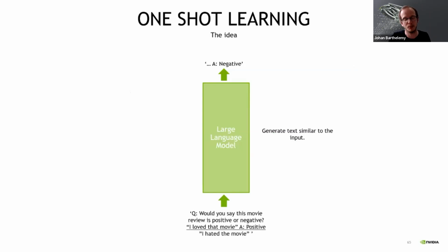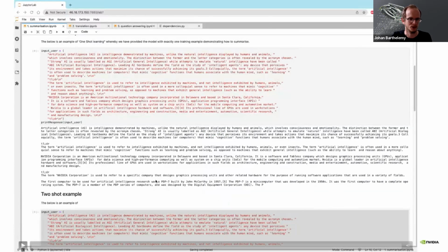Now you can improve the process by doing one-shot learning. In addition to the question, would you say this movie review is positive or negative, you add one sample answer: I love that movie, means it's positive. Then you ask your question, your prompt: I hated the movie. Then the model will tell you negative. That's something you can do quite easily using the same notebook.